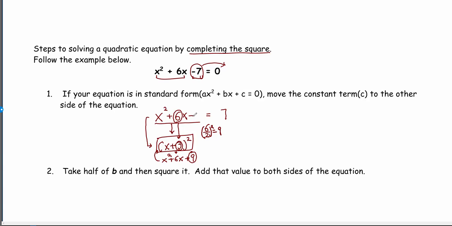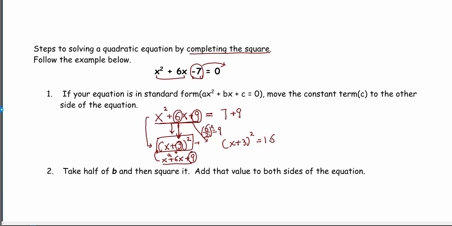This is the form. You can add plus 9 over here, otherwise it's not equal. Now you'll get this form, x plus 3 squared. But when you add 9 to the left-hand side, you're going to add 9 to the right side too. Now they are still equivalent. So finally we got, on the left-hand side, x plus 3 squared equals 16. That's a squared form.